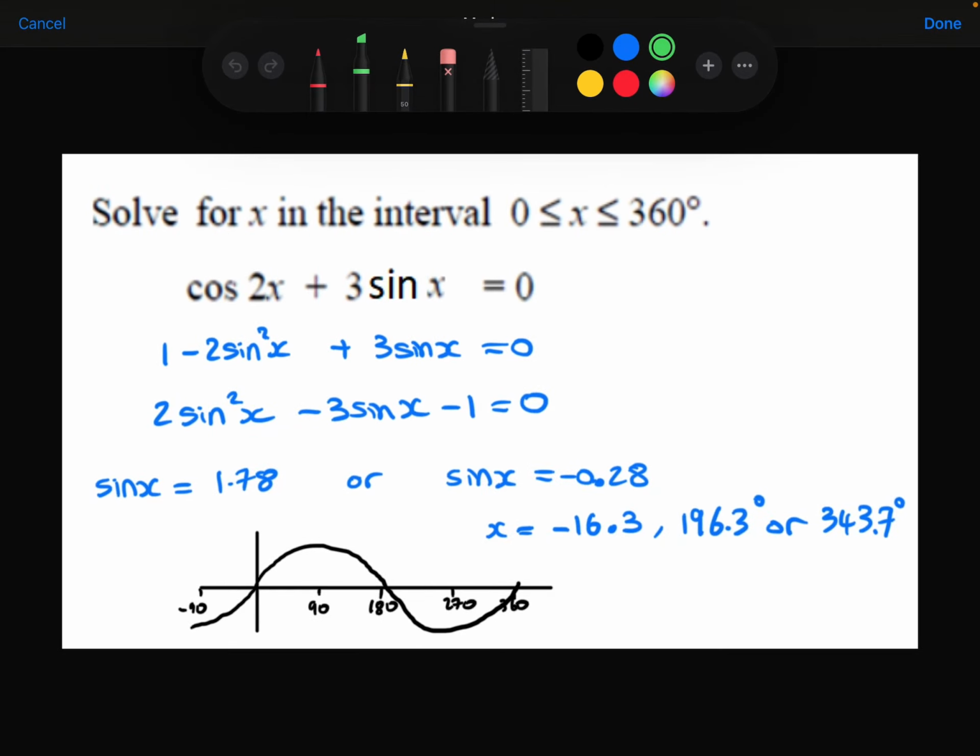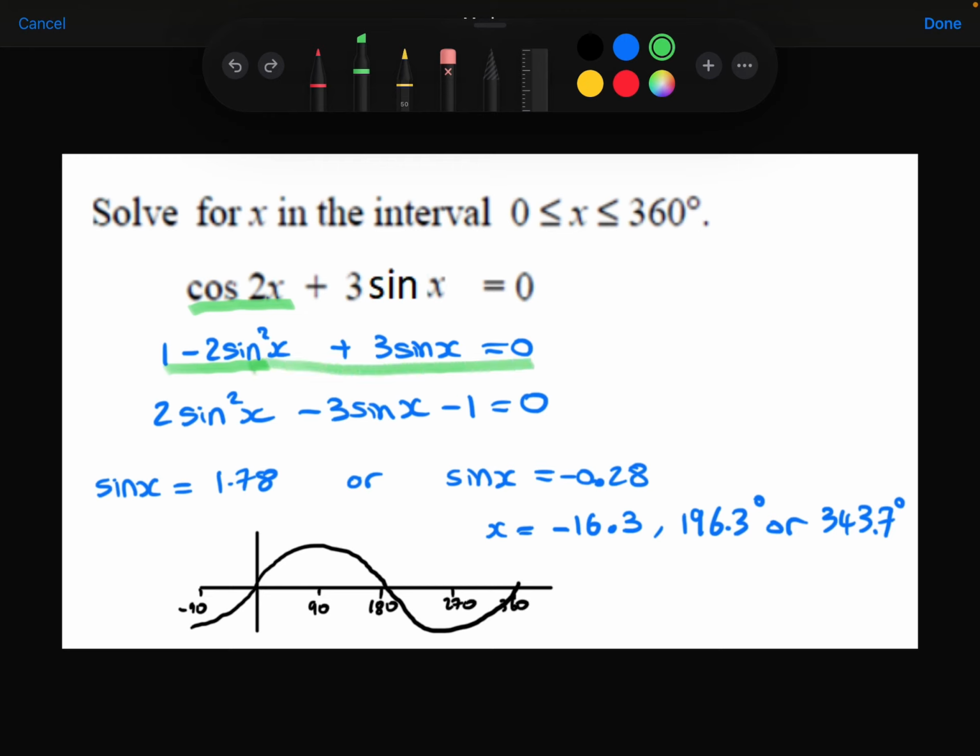This question asks me to solve for x, in the interval between 0 and 360, cos 2x plus 3 sin x is equal to 0. So what I did is I looked at the cos 2x really carefully, and I thought, do I want this to be cos squared minus sin squared? Do I want it to be 2 cos squared x minus 1? Or do I want it to be the 1 minus 2 sin squared? And I chose the third version, because I wanted it to match up with the sine in the original equation.